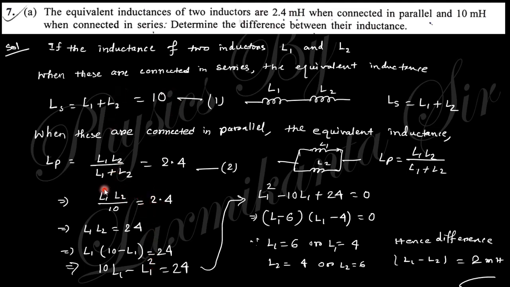Just put L1 plus L2 equals 10 here. So if you multiply, and L2 is nothing but 10 minus L1, taking this and solving the quadratic equation, you will get L1 as 6 or 4. When L1 is 6, L2 is 4, and when L1 is 4, L2 is 6. So the difference of these inductances will be 2 millihenry. I think the solution is clear.